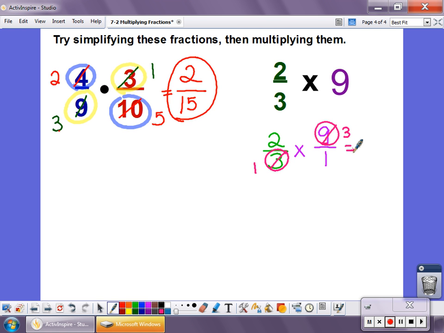And now I'm ready to multiply. 2 times 3 is 6. 1 times 1 is 1. 6 over 1 simplifies to just the whole number 6. And that's the answer to our problem.